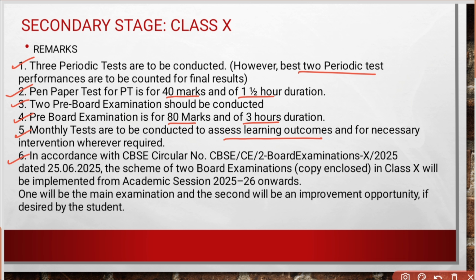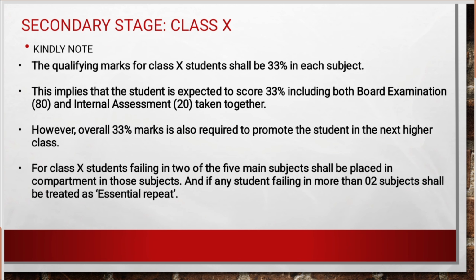And as per the new changes for the 2026 board exam, there will be 2 board exams. One will be the main exam, which will be conducted in the months of Feb and March, and the second will be an improvement exam, which will be conducted in the months of May and June. Then the passing criteria for class 10 is again the same as class 9, meaning they should score 33% in each subject, which includes both board exam and internal assessment.